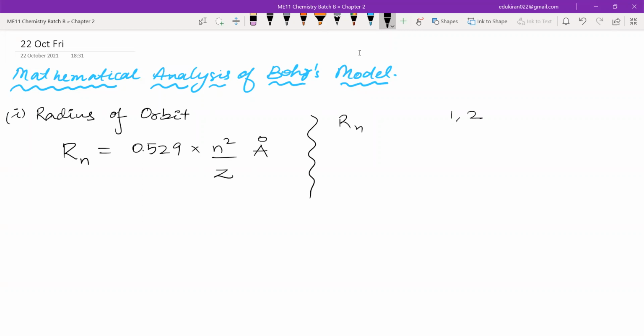Okay, who is present here? Abhinav, Muhammad Umar, everyone is here. Okay, so we're doing mathematical analysis of Bohr model, in which we will learn a few results from the Bohr model pertaining to its radius and mostly energy. In the first part, we have seen that radius is 0.0529 into n square upon Z angstrom.